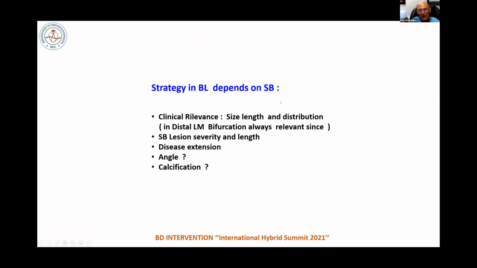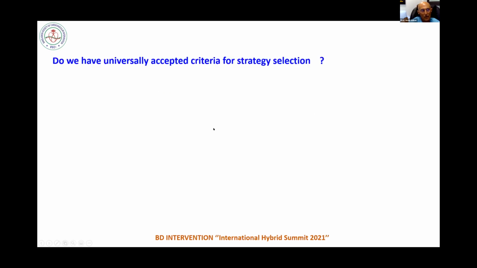And I think that the strategy in bifurcation lesions in general depends mainly on the side branch. That means starting with clinical relevance, which is not the case in left main, because in left main the side branch is a main vessel, not a side branch. The lesion severity is of course important, and the length of the lesion in the side branch is important. Disease extension is also important, that means whether the side branch has disease more distally, beyond the proximal part. The angle is very important, and calcification is very important as well.